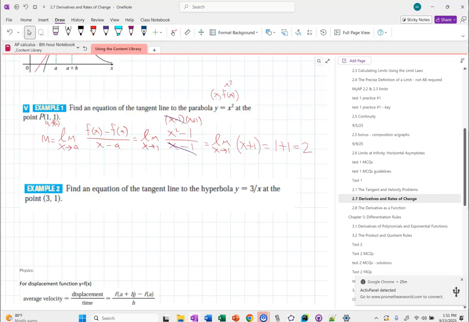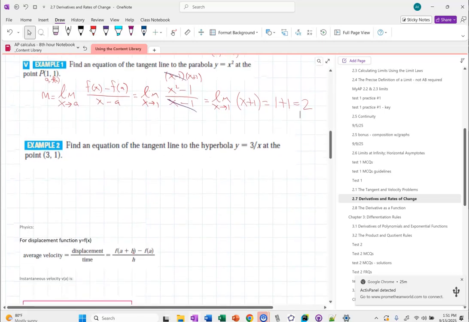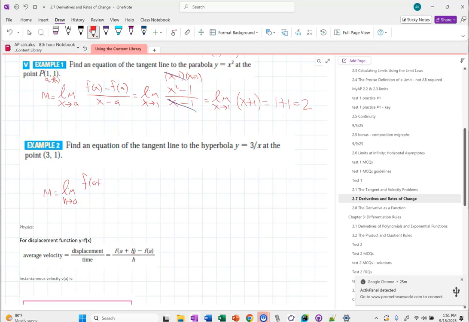Is that okay? All right. Let's do the same thing. We'll use the other notation now, the other version of the limit form, or the slope formula. So here it's going to be the limit as h approaches 0 of f of a plus h minus f of a all over h.